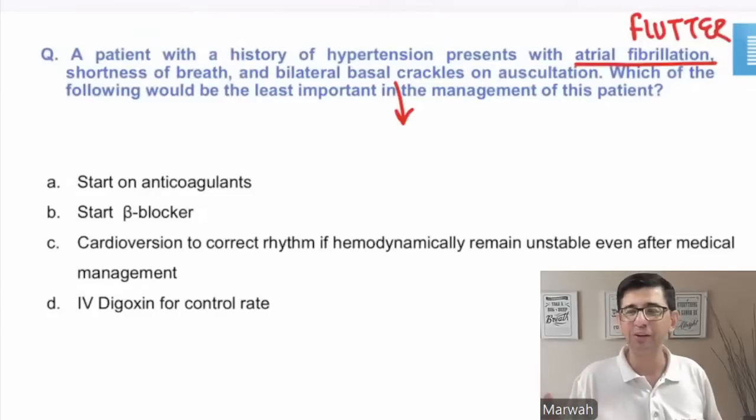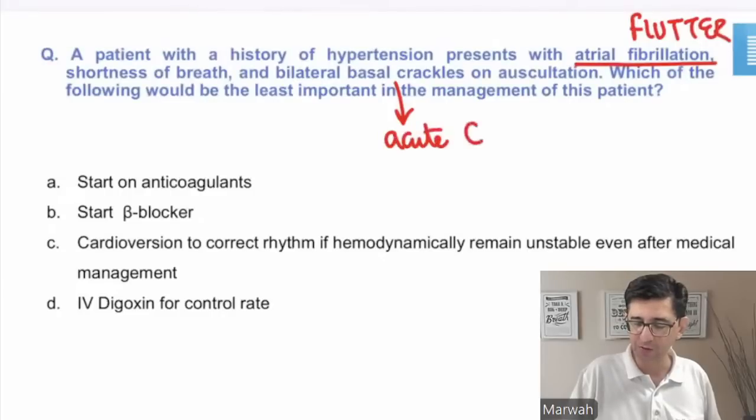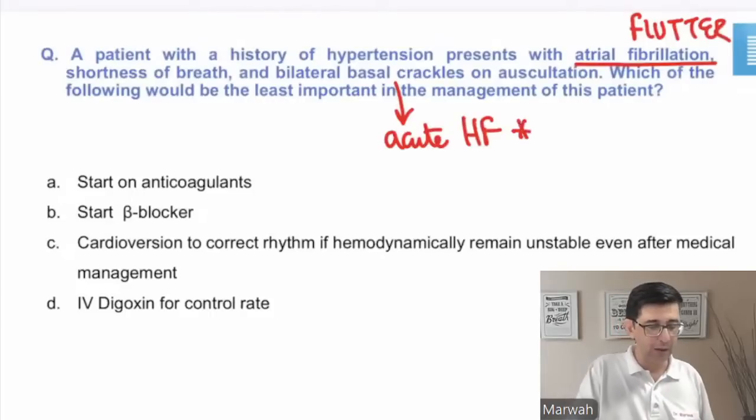Doc, it doesn't matter whether flutter or fibrillation, the bottom line is still the same. Basal crepitations present, so that means the person is going into acute heart failure. And if it is acute heart failure, I would not be comfortable giving beta blockers to the patient.